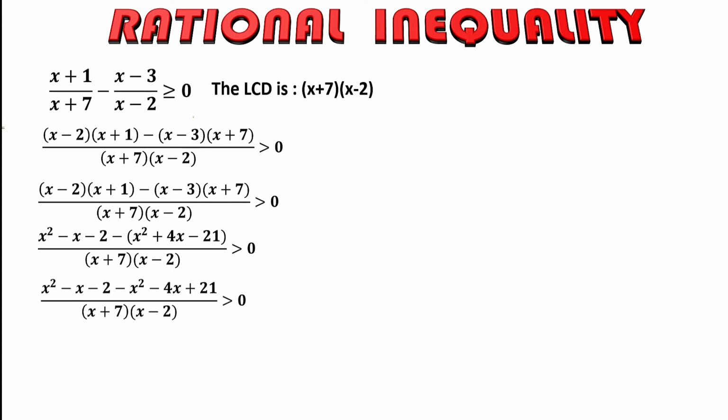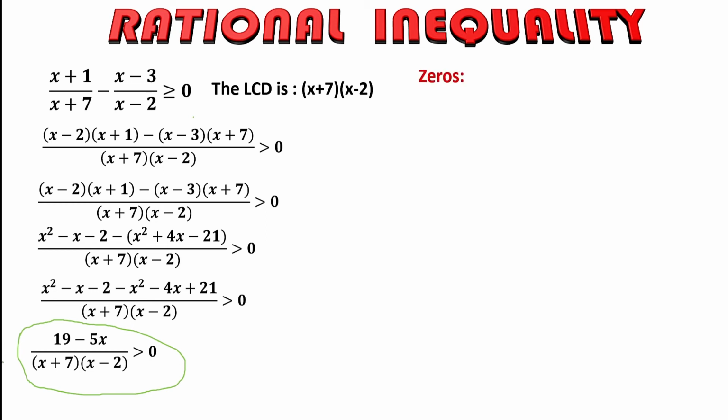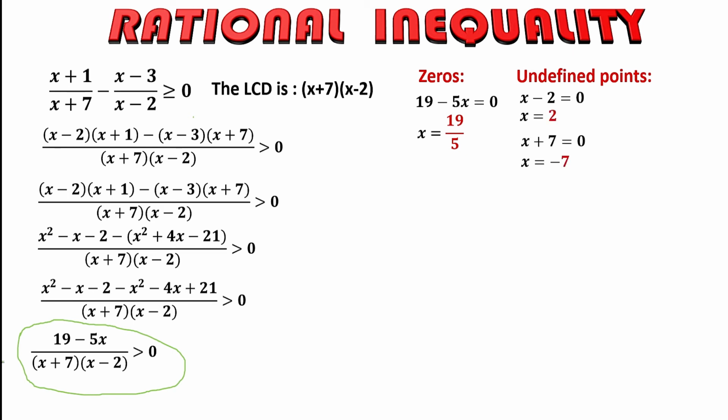You combine the terms, and now I have my new rational inequality. One factor on the zero is when the numerator equals 0. This is the solution. Then the other point is when the factors of the denominator are 0. You create the line.